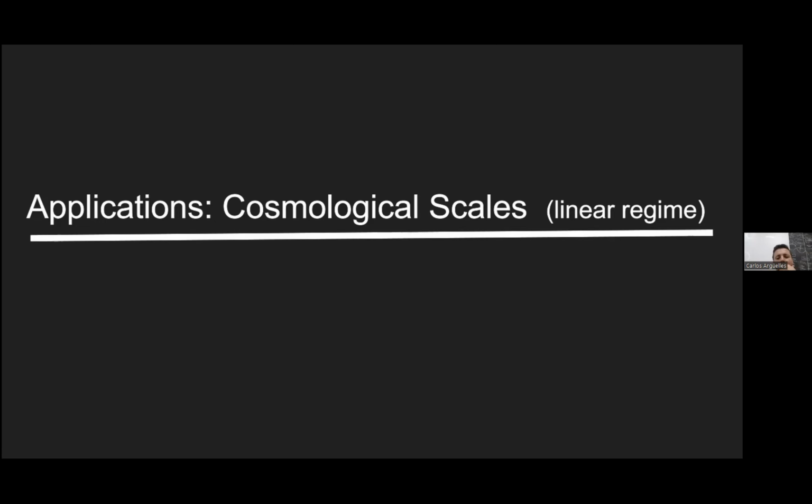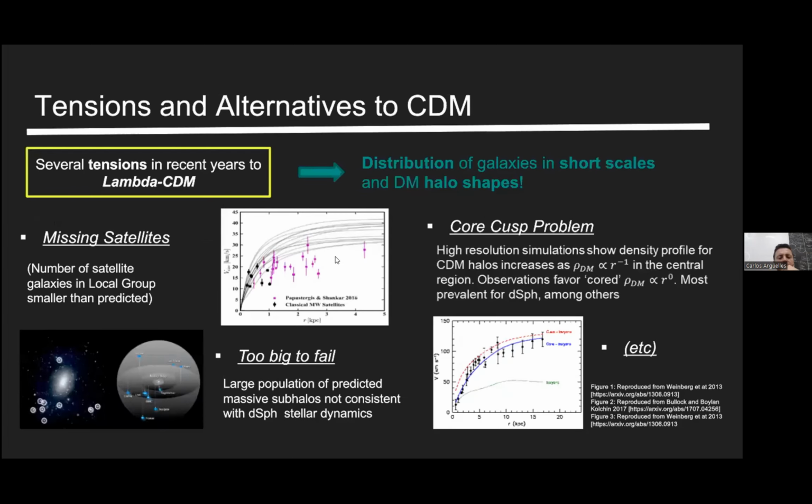So let's start with a bit of the tensions of cold dark matter, because you know the paradigm up to now is that the particles are very heavy particles, for example, WIMPs of tens of gigaelectronvolts, which produce a lot of substructure inside a halo.